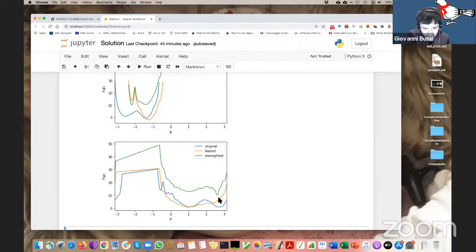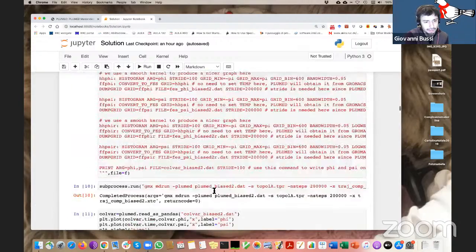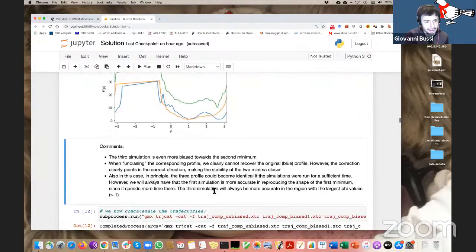And also here I see a similar effect, that also analyzing psi, the effect of this reweighting is to increase basically the relative weight of this state. So let me see if this was executed already.